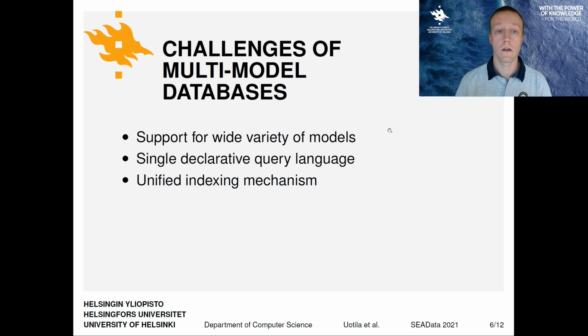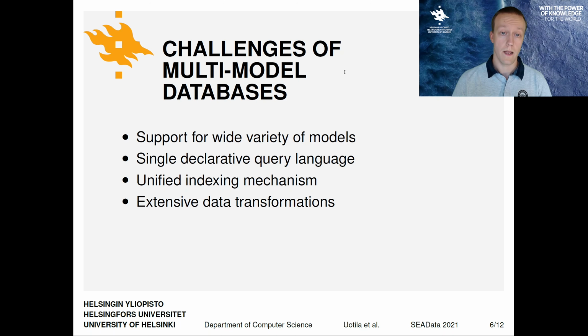Then we require a property that is addressed quite rarely in multimodal databases, and this property is a unified indexing mechanism. The indexing should be such that it can index data across the models. And depending on the use case, we might need to change the representation of the data often, and it should be performed efficiently. This is why a multimodal database should implement extensive and automatic data transformations.